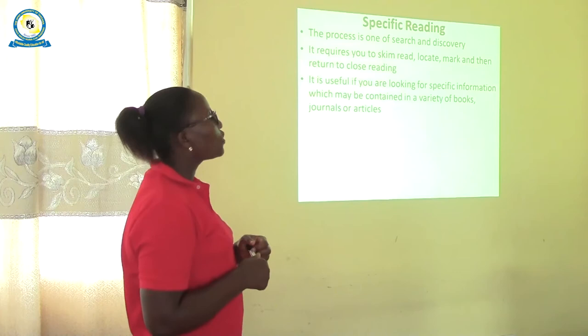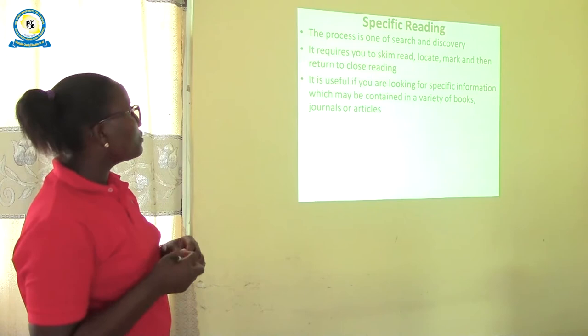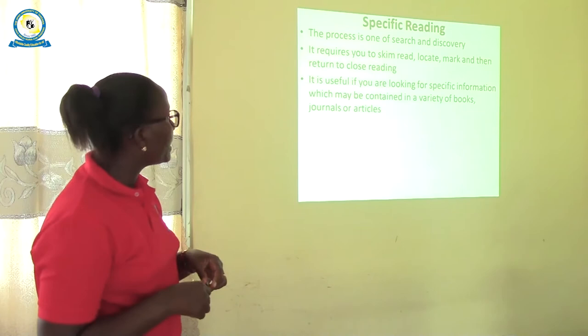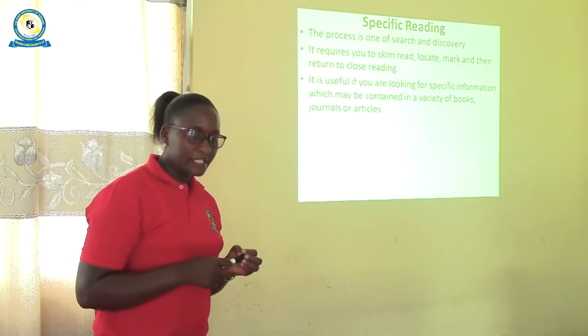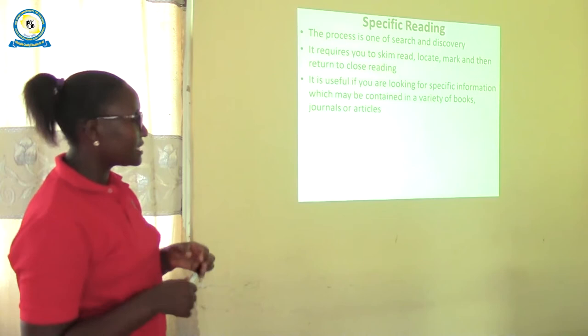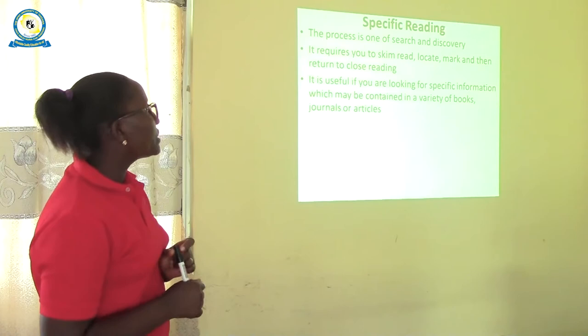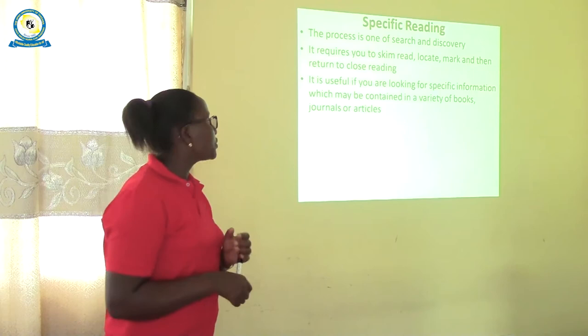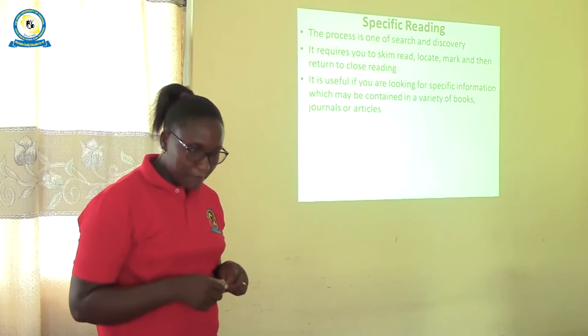That is specific reading. When you've got your book, your article, or your laptop, you'll have to establish, to use colors, to use different indicators that will help you, so that when you want to come back to reuse that particular text, it will be easier for you to find it and read it. This type of reading is very useful when you're looking for specific information which may be contained in a variety of books and journal articles. So it's very useful, and it will help you in your career.